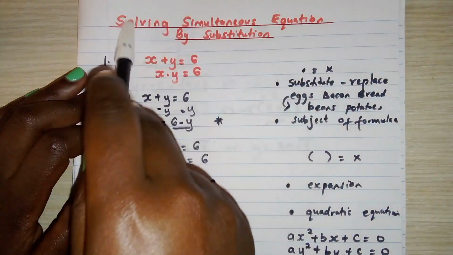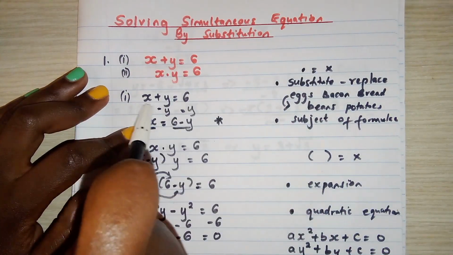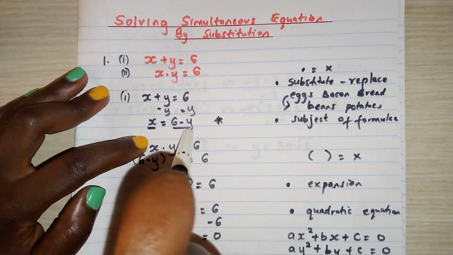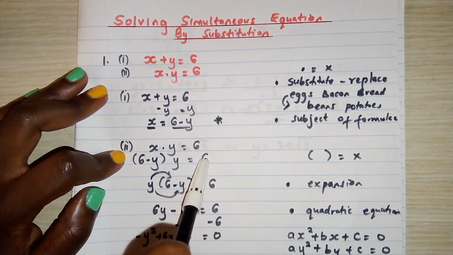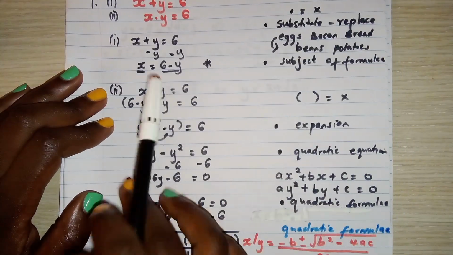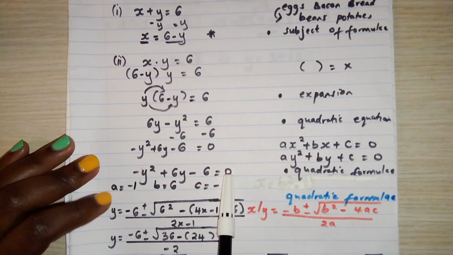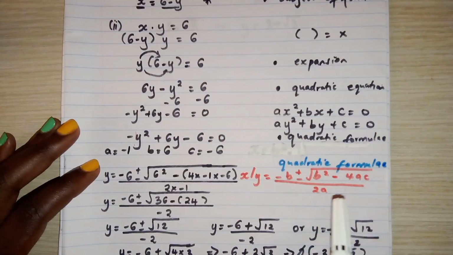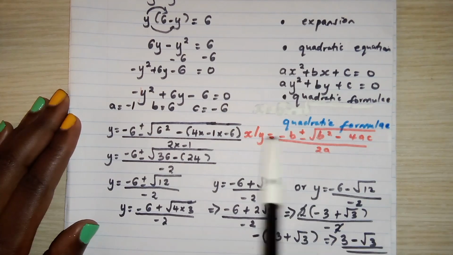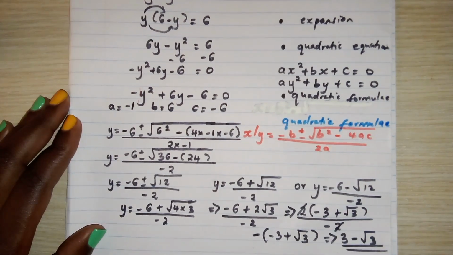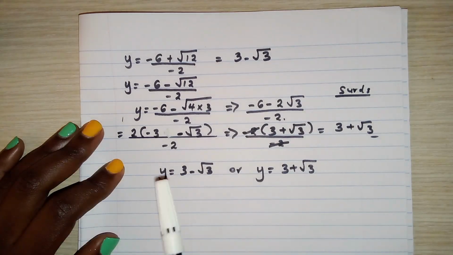So in summary, this is what we had to do to solve this simultaneous equation. We had to make x the subject and then use that value in the second equation by substitution. So you replace that value, then you do your expansion, you form a quadratic equation, then you use the quadratic formula to find the two answers. Then we applied surd form to find the two answers for y.